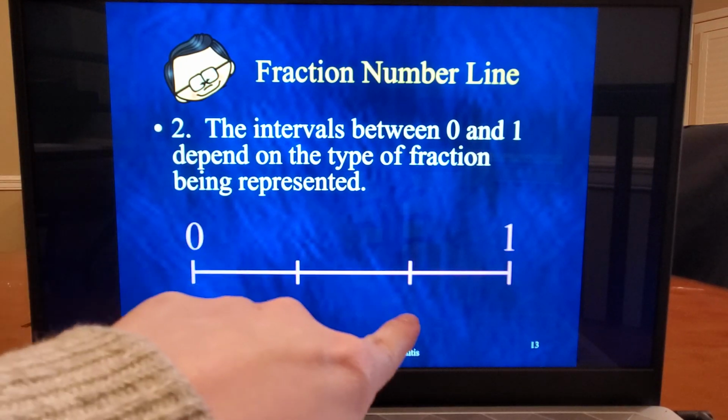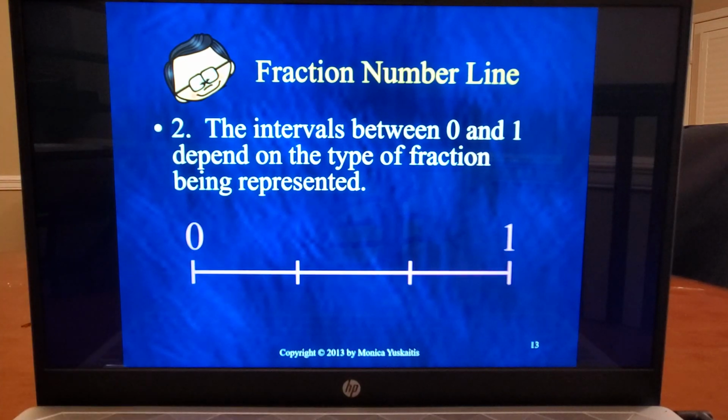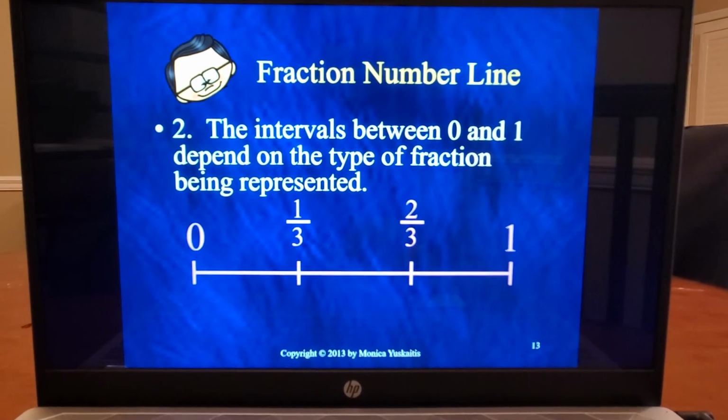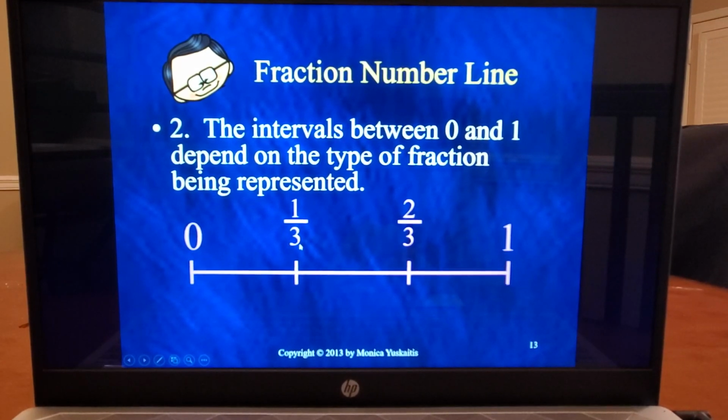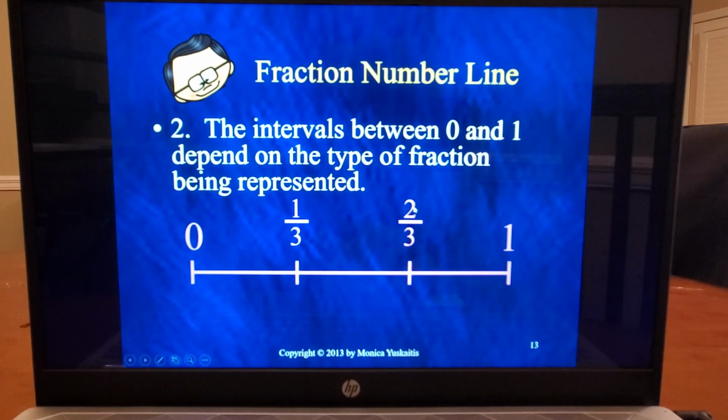So let's look. We've put some spaces here, some intervals. We need to count the number of spaces that we see between 0 and 1. So I'm going to start at my 0 and I'm going to go 1 hop over, 2 hops, 3 hops. So I can see that this line is divided into 3 equal spaces. Now I can represent those by fractions. This is 1 space out of 3 equal spaces. This is 2 spaces out of 3 equal spaces. So 0, 1/3, 2/3. This could be 3/3 or 1 whole.